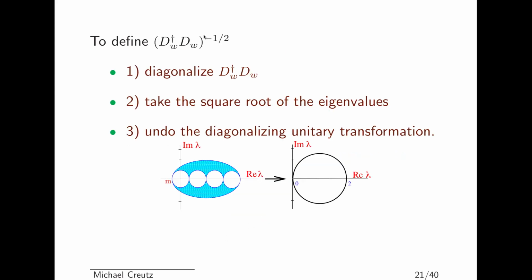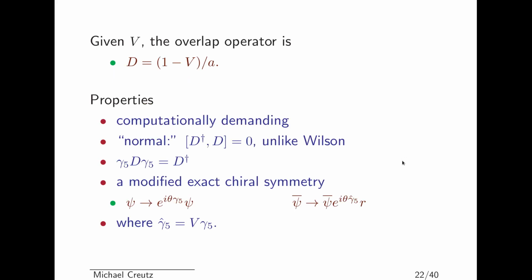Well, it means, first of all, you diagonalize D dagger D, take the square root of all the eigenvalues, and undo the unitary matrix which diagonalizes this. Effectively, you're taking this Wilson operator. First of all, it's got negative mass to get the surface modes, and projecting this onto a circle. And that's the overlap operator. So given this V, the overlap operator is just 1 minus V over a.